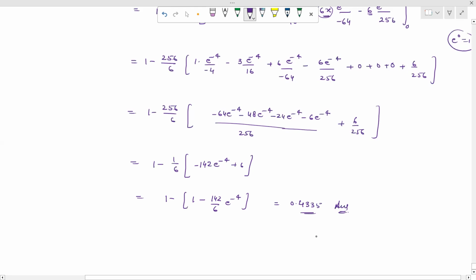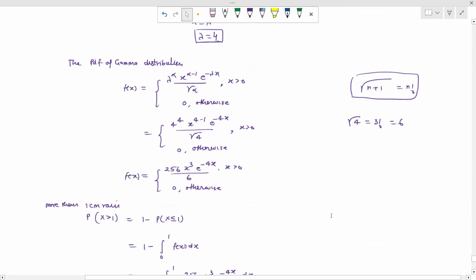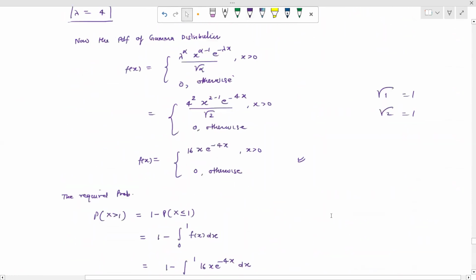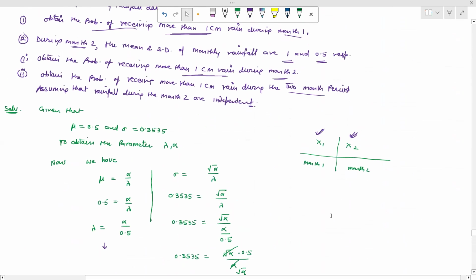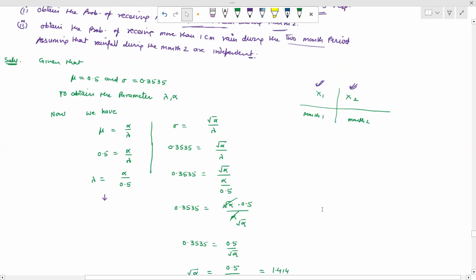So we have done the first part. Now we shall move to the second part. What is our second part? The second part is obtain the probability of receiving more than 1 centimeter rain during 2 months period. We have separately solved for month 1 and month 2. Now we solve for the 2 month period, assuming that rainfall during month 1 and month 2 are independent.